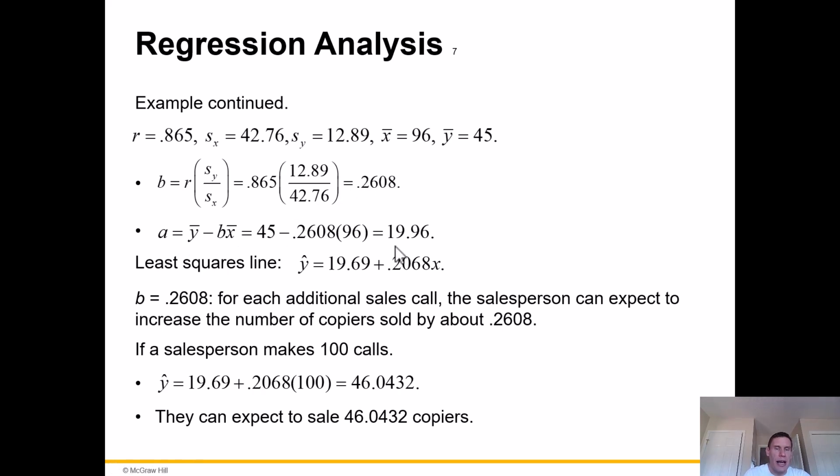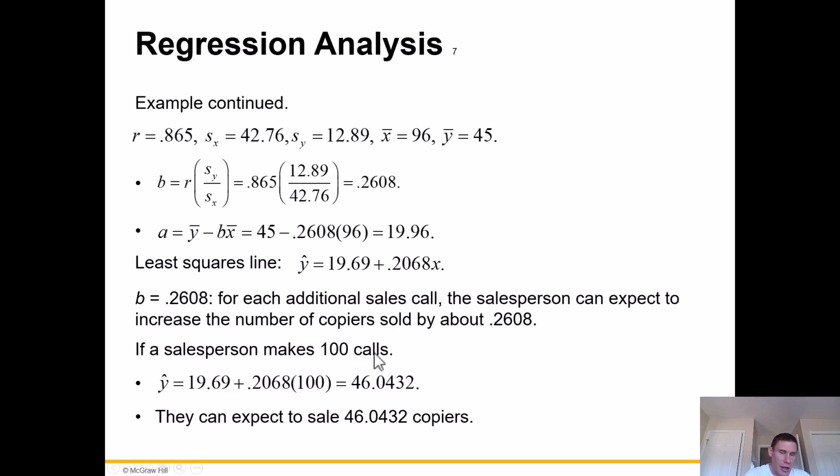So we have a least squares line, y hat equals 19.69 or 19.96, plus 0.2068x. Okay. So if b equals 0.2608, for each additional sales call, the salesperson can expect to increase the number of copies sold by about 0.2608.